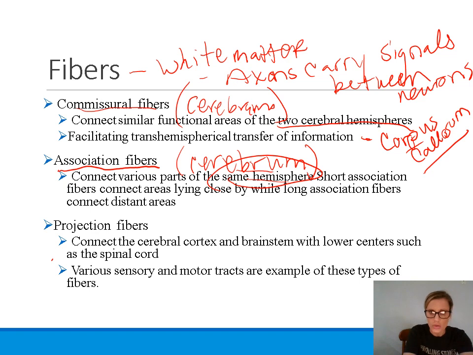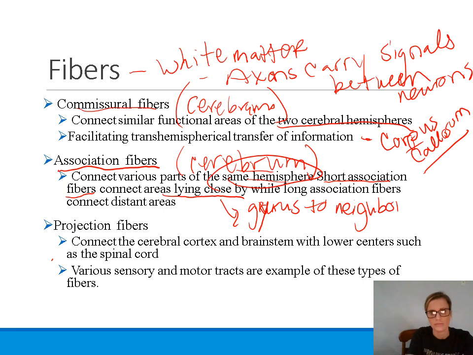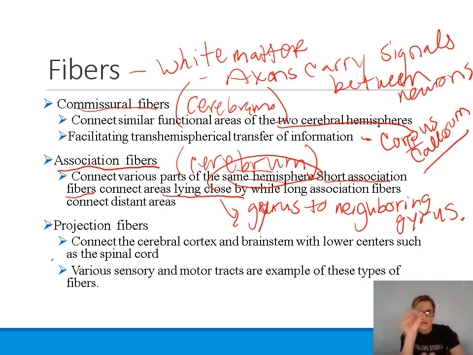There are two different types of association fibers. There are short association fibers, or they're also called arcuate fibers. Short association fibers are short. They connect areas that are right next to each other. So for example, from one gyrus to a neighboring gyrus, and so just a little tiny fiber.